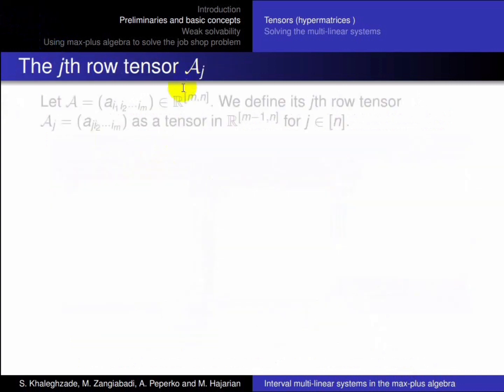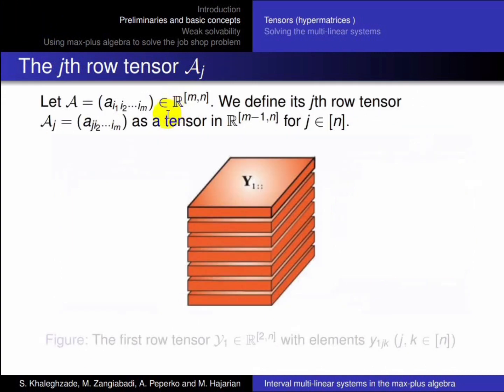Now we have the definition of the j-row tensor R_j. Let A be an M-order n-dimension tensor. We define its j-row tensor R_j as a tensor of order M-1 and dimension n, for j from 1 to n. And this picture is the first row tensor y_1, a 2-order n-dimension tensor with elements y_{1,j,k}.